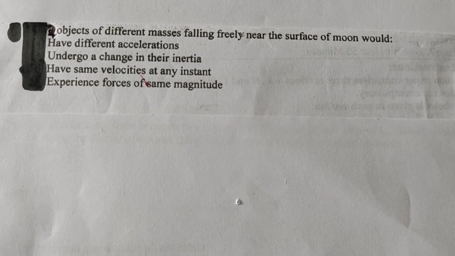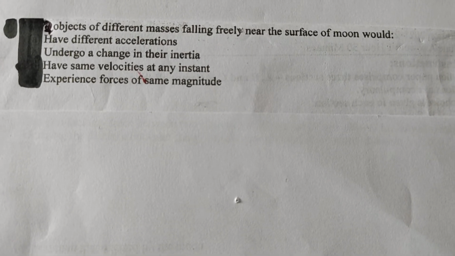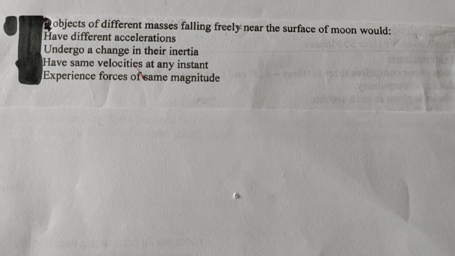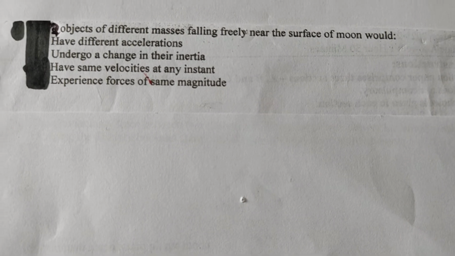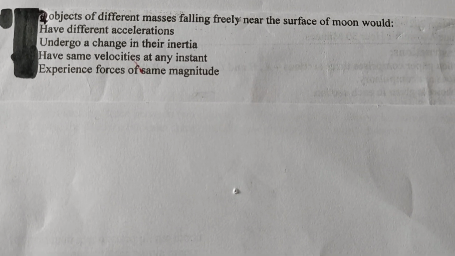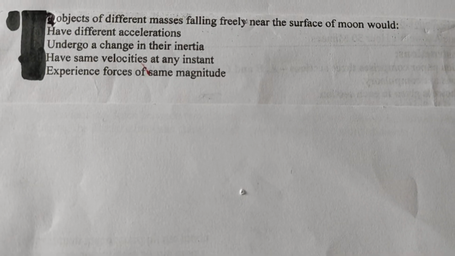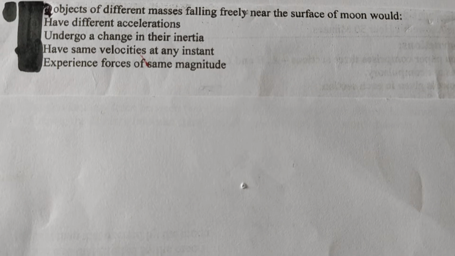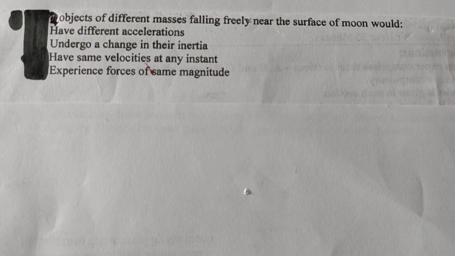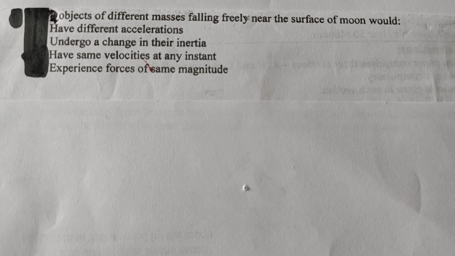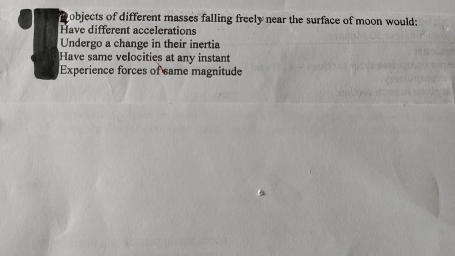We have seen in the previous video that when objects of different masses fall freely near the surface of Earth, or in this case the moon, they would have same accelerations. So in this case, acceleration will be due to gravity of the moon, but they will have same acceleration. So the first option is wrong.